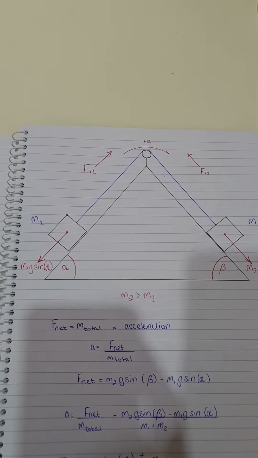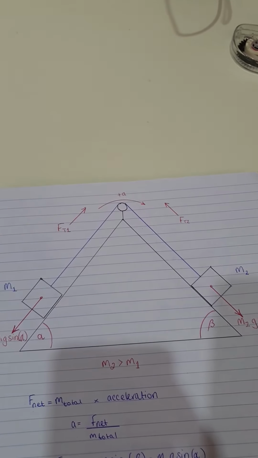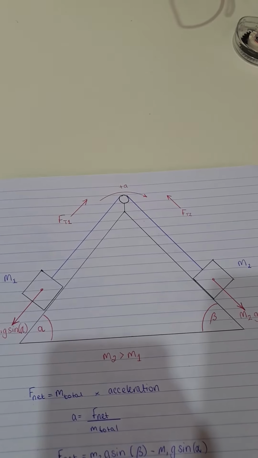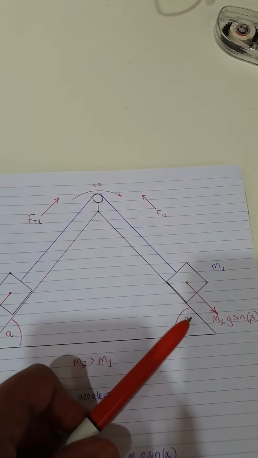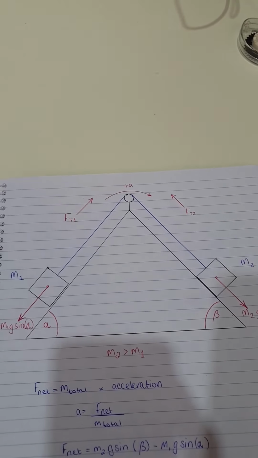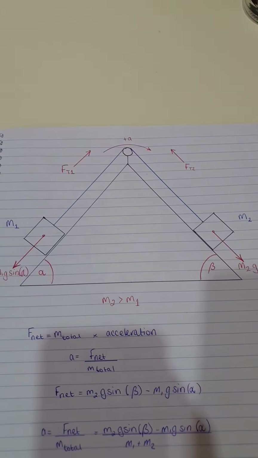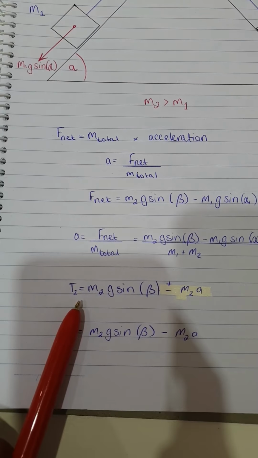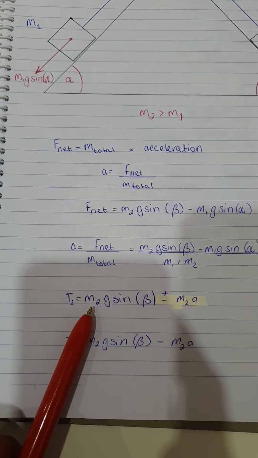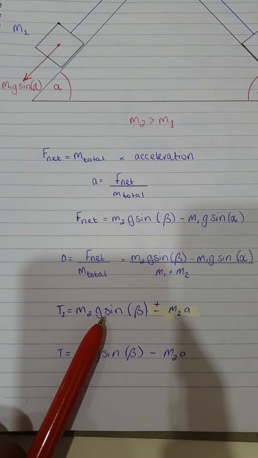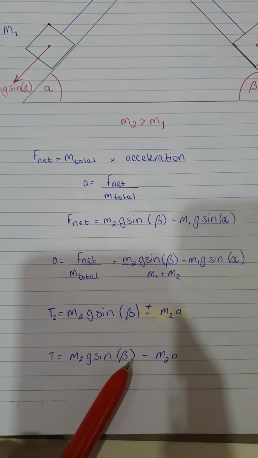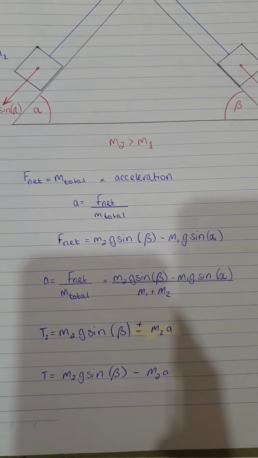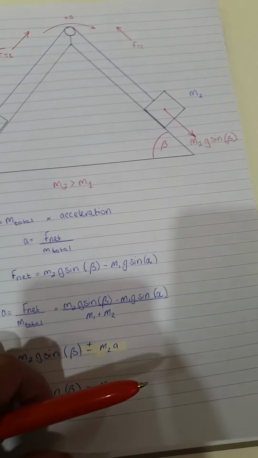Now, if this was positive, mass number 2 would be moving up the incline. However, as mass number 2 is indeed greater than mass number 1, and our assumption of it moving down the incline holds true, our equation for tension as a function of the masses and the angles is: tension 2 is equal to mass 2 multiplied by gravity multiplied by sine beta minus mass 2 multiplied by acceleration.